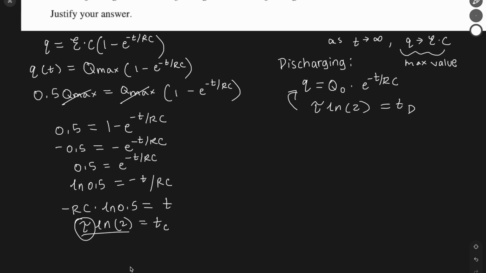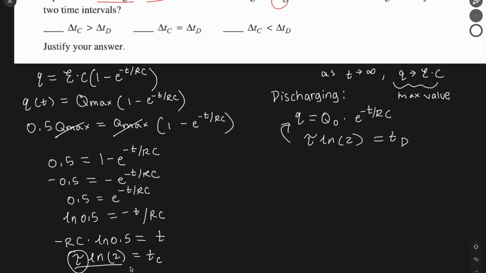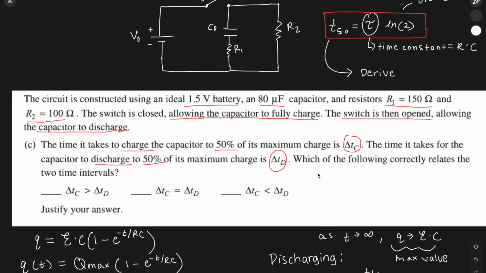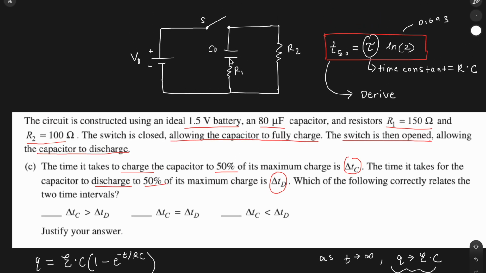However, in our discharging equation, the value for tau is going to be the equivalent resistance times the capacitance, but the equivalent resistance has actually changed. Why has it changed? Let's take a look. While the system was charging, we only had one resistor truly contributing to the RC part of the circuit. That was R1, because R2 is on a completely separate, parallel branch and has nothing to do with the RC circuit.